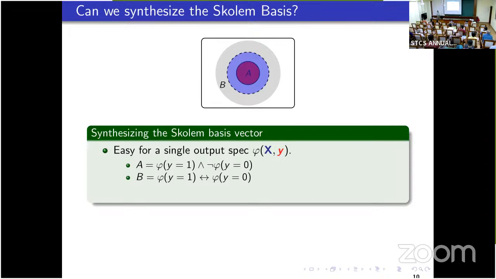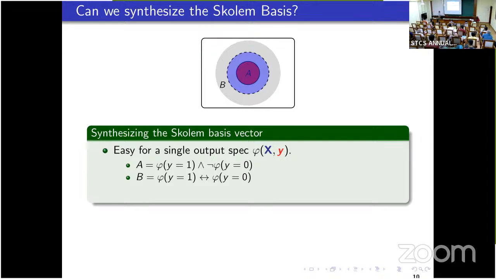For all those values of X, I've not shown the X over here, but for all those values of X where whatever function you get by substituting Y is one is semantically equivalent to whatever function you get by substituting Y is zero, then why should it matter whether Y is one or zero? And so that really is the don't care set. And the onset is saying that for all those values of X where the specification evaluates to true when you set Y to one, but evaluates to false when you set Y to zero. So for the one output case, this is very easy.